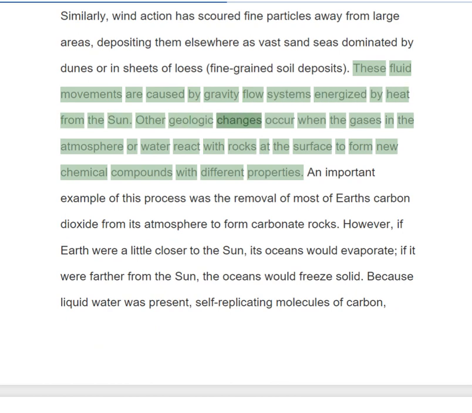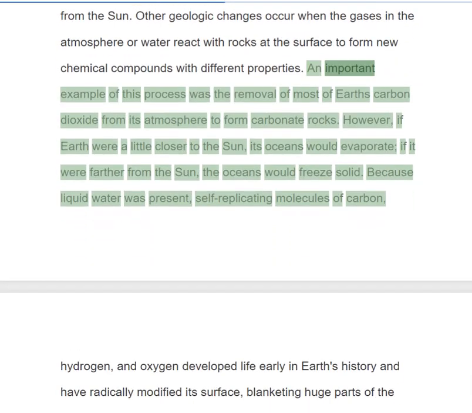Other geologic changes occur when the gases in the atmosphere or water react with rocks at the surface to form new chemical compounds with different properties. An important example of this process was the removal of most of Earth's carbon dioxide from its atmosphere to form carbonate rocks. However, if Earth were a little closer to the Sun, its oceans would evaporate. If it were farther from the Sun, the oceans would freeze solid.